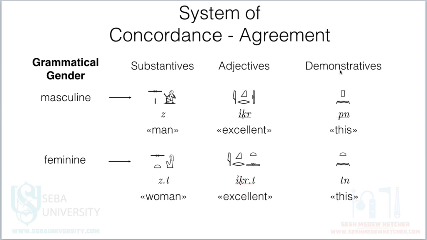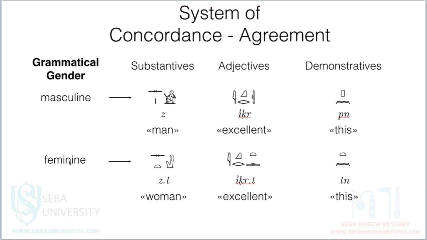These demonstratives also have to agree in gender and number with the substantive. So in this case, it would have to be masculine and singular for the word this. And in the language, the word this in the masculine singular is the word pen. So altogether, we would say zeker pen, and this would be saying this excellent man. All of these are in agreement.